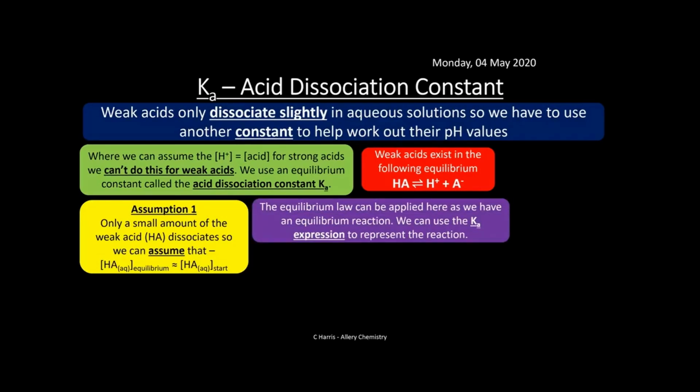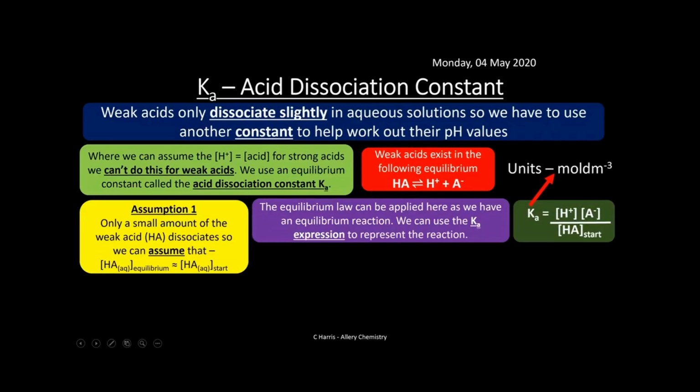The equilibrium law can be applied here as we have an equilibrium reaction. So we use the Ka expression to represent the reaction. Ka is H plus A minus divided by HA, which is at the start. Remember, the assumption that we're taking is that the concentration of HA at the start is approximately equal to the concentration at equilibrium, so we can use this even though it's an equilibrium reaction. The units are moles per dm cubed here, and we put products over reactants. That's the equation that we use.